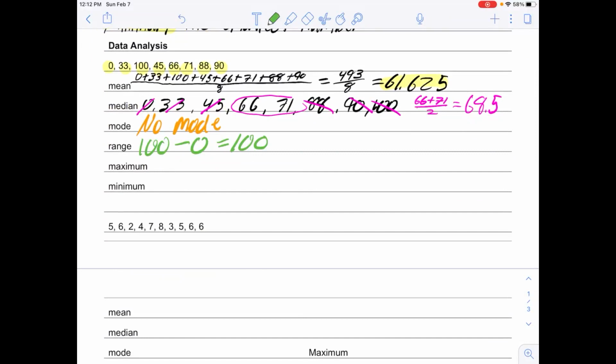And then for my maximum and minimum, that's very simple. My maximum is the biggest number, 100, and my minimum is the smallest number, which is 0. And that's how I find those values.